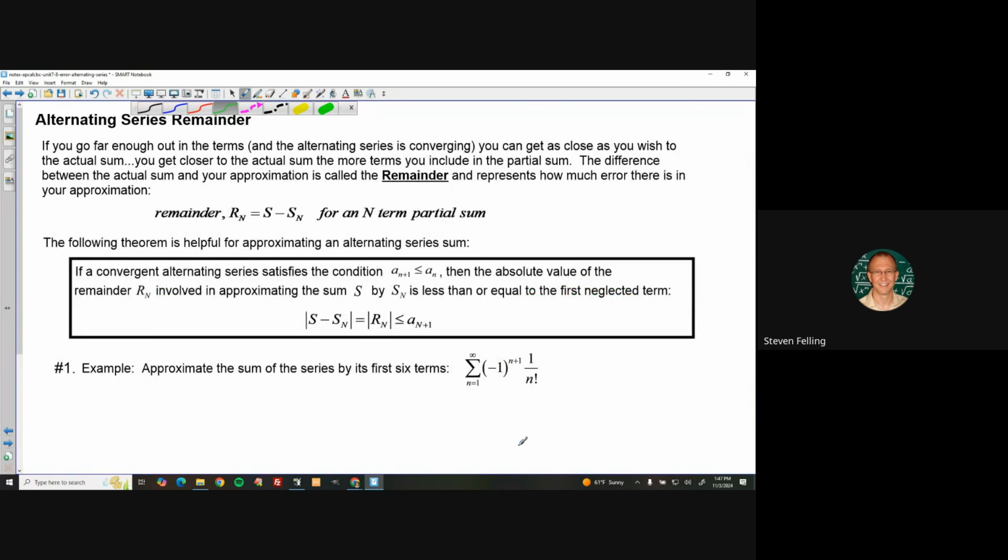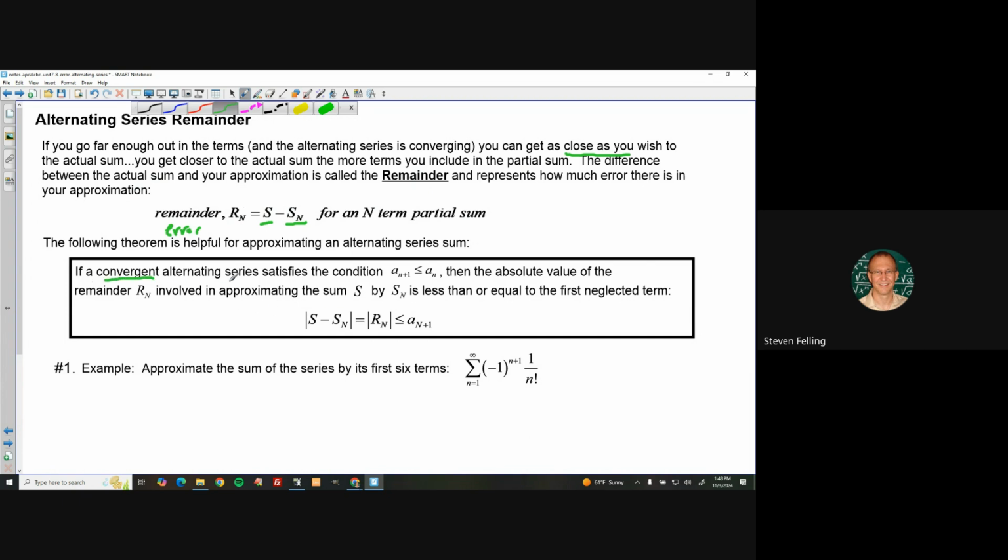Okay, so now that we've got all that terminology, let me show you the theorem that says this. You can say something about this sum. If you go far enough out in the terms and the series is converging, you can get as close as you wish to the actual sum. The more terms you include, the closer your approximate sum is equal to the actual sum. Right? The difference is called the remainder, or it can be called the error. And it's just the difference between the actual sum and the partially truncated sum with n terms included. Usually we'll use the symbol R for the remainder. Okay, so here's the theorem.